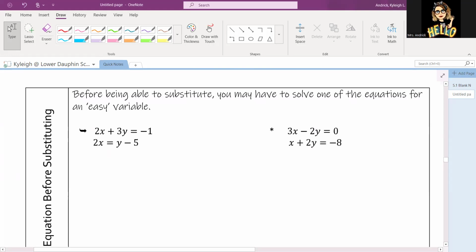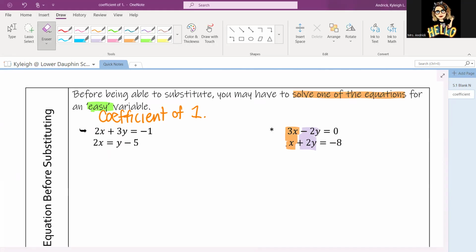But before we use substitution, we have to solve one of the equations, right? So we have to look at our x's or our y values and figure out which one's going to be the easy variable. The easy variable means the coefficient of 1. So which one of these has a coefficient of 1? Well, that's going to be your x value right here. That has no number, so it's an implied 1. So we're going to solve this bottom equation for this very first number.